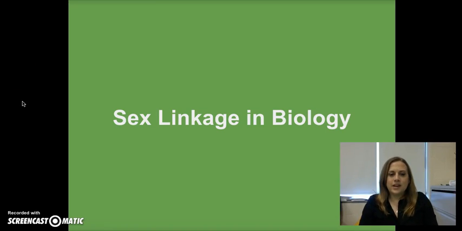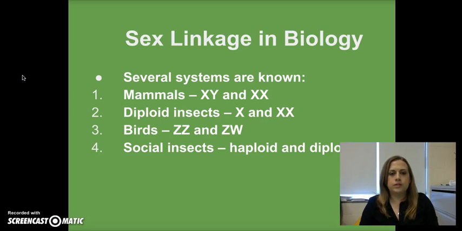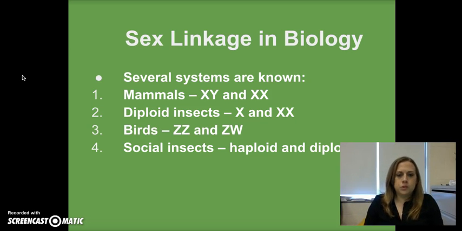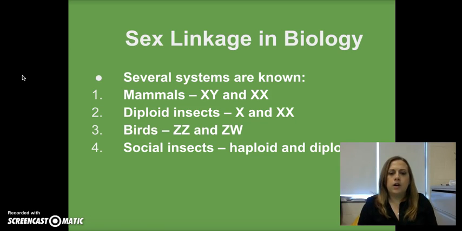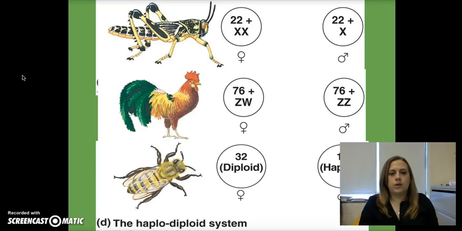Hey everybody, today we are talking about sex linkage in biology. So we've talked a little bit about this so far in humans, and so you guys are aware of the system known for mammals, which is XY being male and then XX being female. So that one you guys have seen before. There are a few other systems that we're going to take a look at. So we'll look at diploid insects, birds, and then social insects as well.